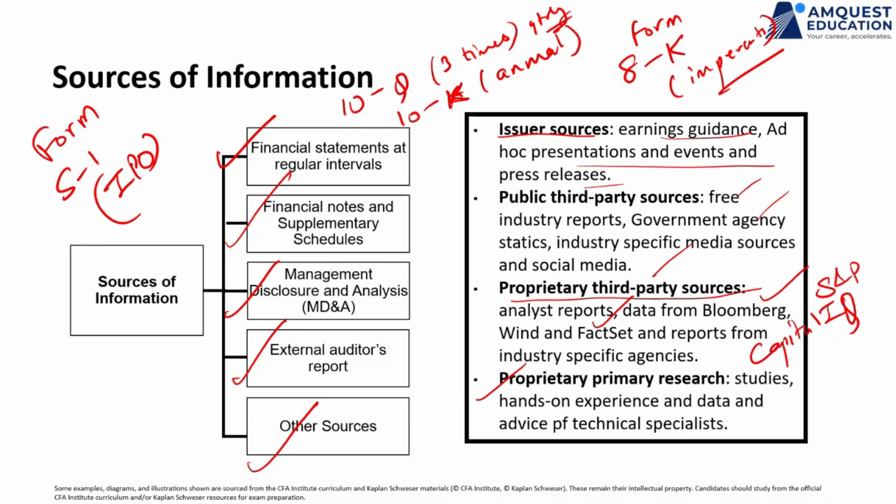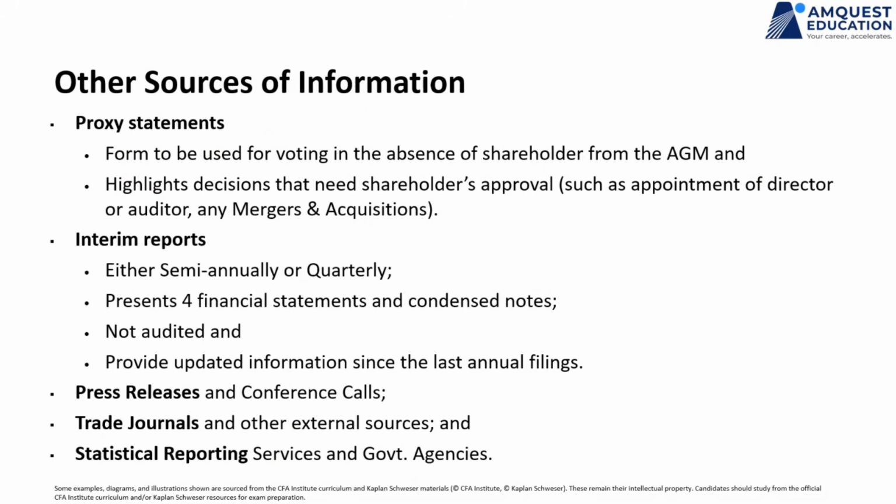And then there is some proprietary primary research, studies, hands-on experiences, and data advice of technical specialists. Right. So you have ample information to analyze, and you've analyzed this information to answer or figure out what are the good and the bad points or parameters for the business. Now, what are these other sources of information that we are talking about?